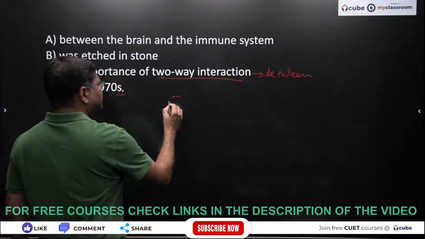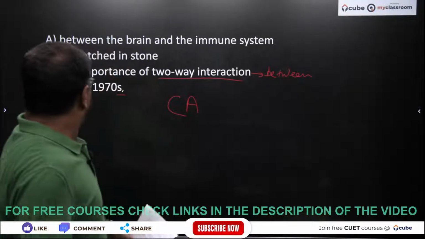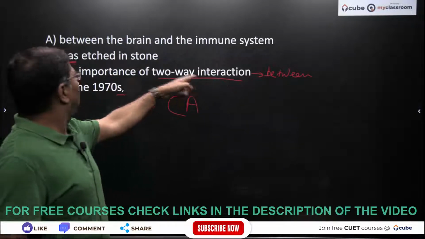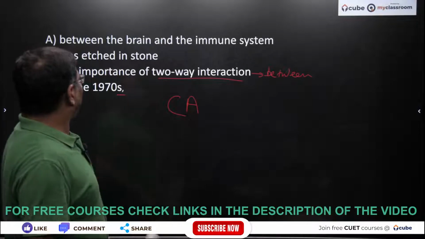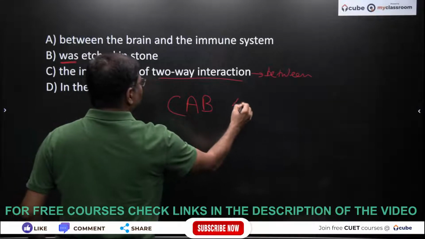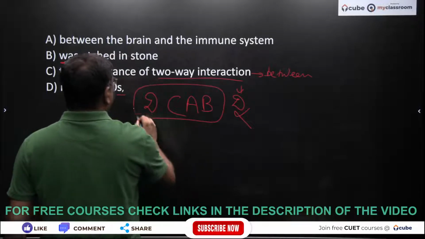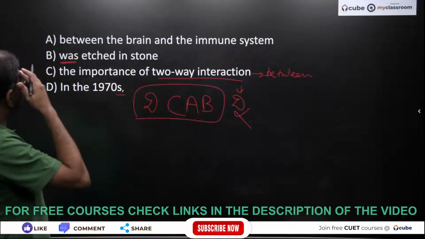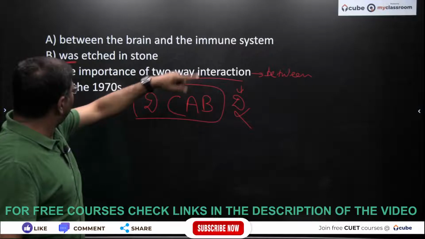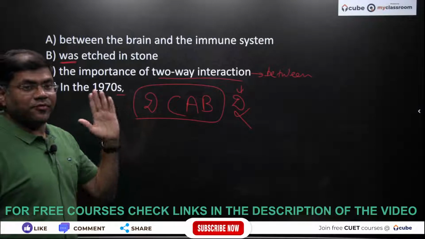So you can say that C and A are connecting in a very logical and smooth way. So you say the importance of two-way interaction between the brain and the immune system was etched in stone, correct? And then you can't put in the 1970s at the end. So if B comes here, D does not make sense because it looks quite awkward. So D has to be here. This sequence makes much more sense. So you say in the 1970s, correct, in the 1970s, the importance of two-way interaction between the brain and the immune system was etched in stone. That makes a perfect sequence. Quite logical, and the flow is quite correct.